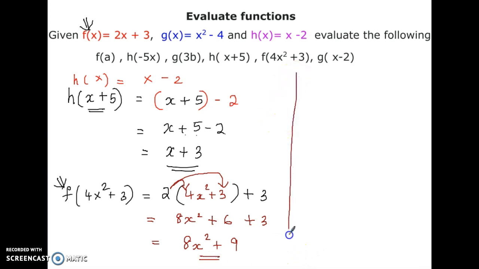And lastly, the problem g of x minus 2. Okay, so let's try to do g of x minus 2. So we're looking at the rule for g, and the g rule says to take x, square it, and subtract 4. But instead of x now, I have to substitute x minus 2. So in this problem, we are asked to square a binomial. An algebraic expression with 2 terms is called a binomial. Let me just show you how to square a binomial in the next screen.